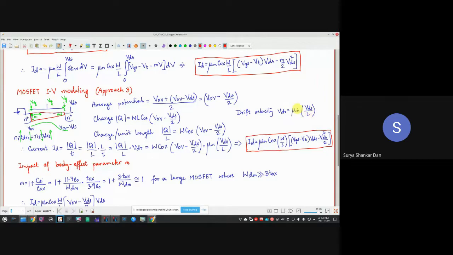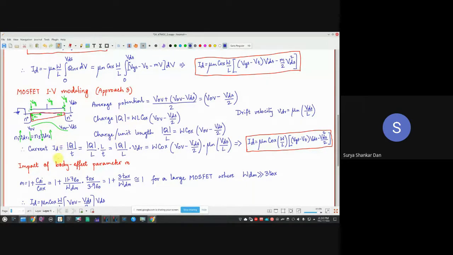See how easy this one is, there is no integration either. Mu n into the lateral field. Lateral field is VDS, the voltage across the two ends of the channel, divided by the channel length, VDS by L. Mu n into VDS by L is the drift velocity. Now all I'm going to do is current ID.